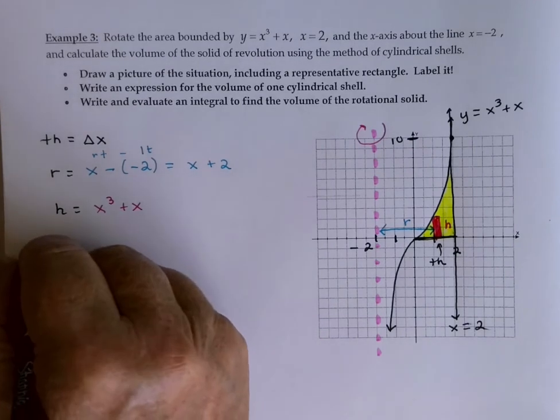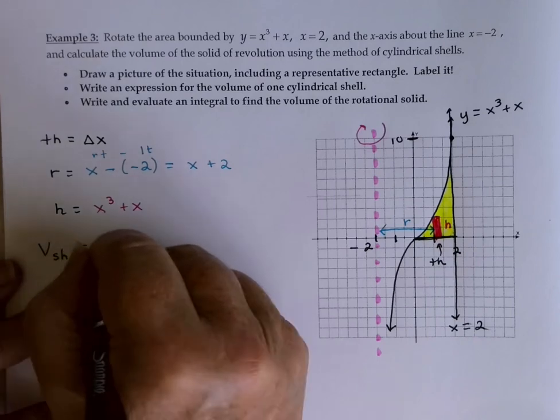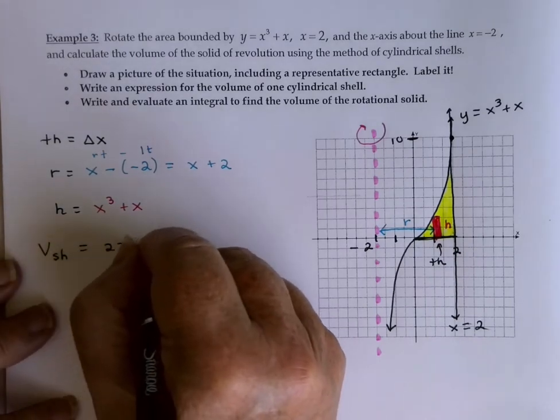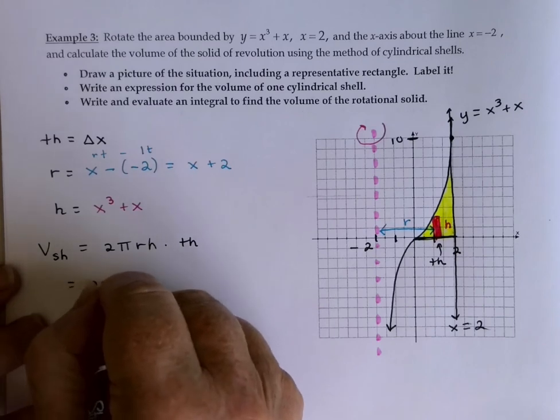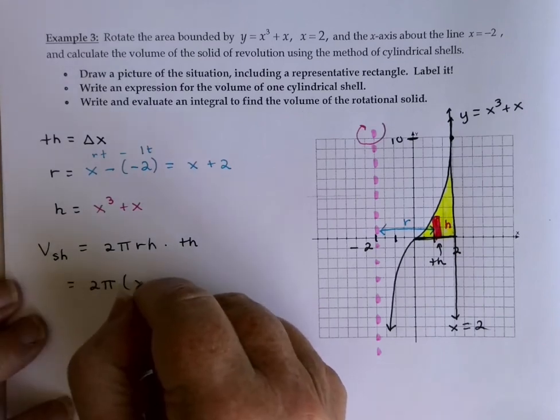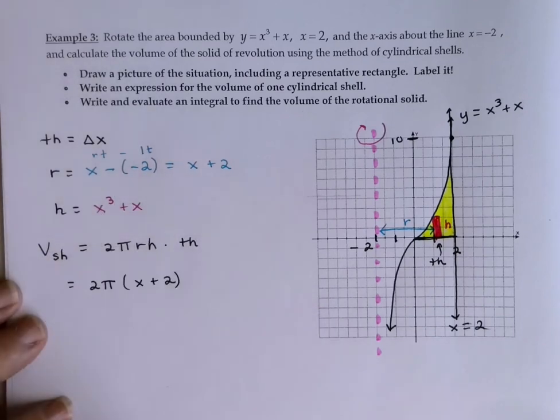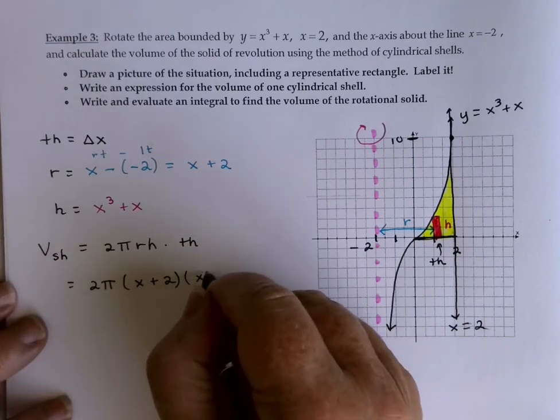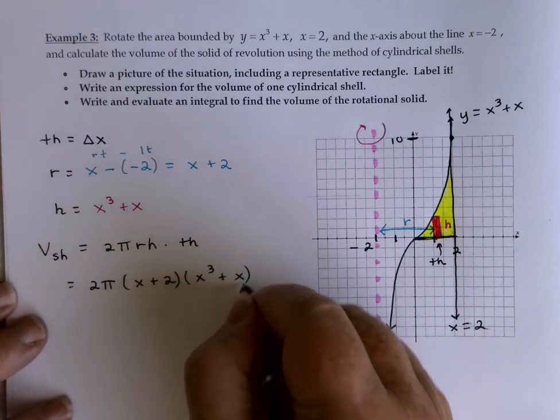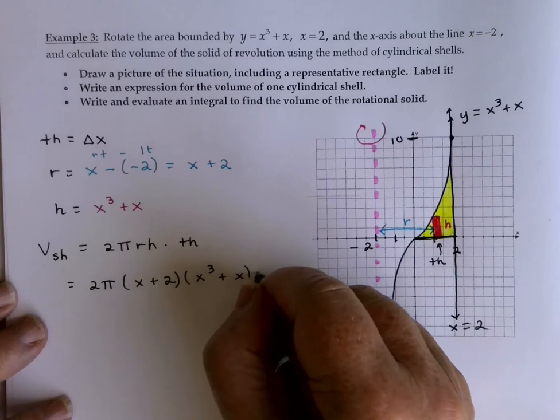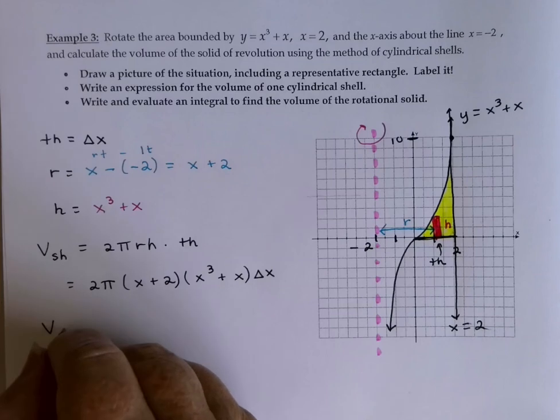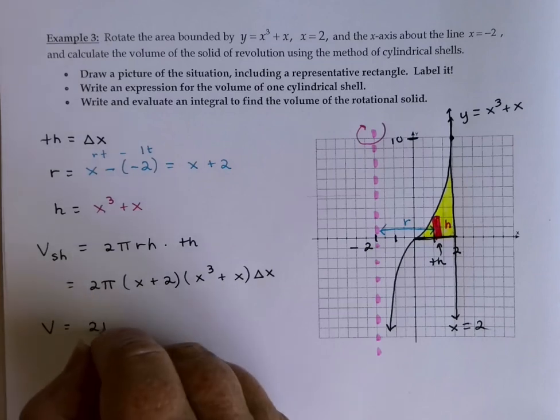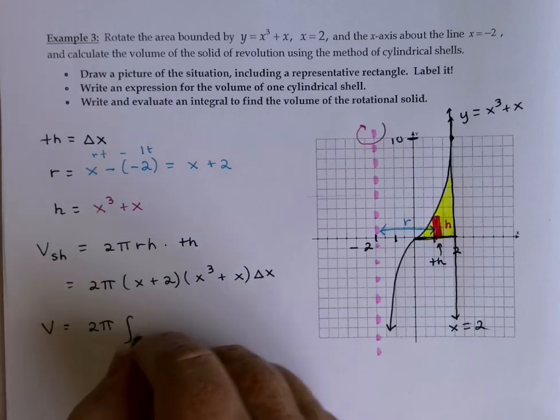All right, so the volume of our shell, 2 pi r h times the thickness, will be 2 pi times x plus 2 for the radius, x cubed plus x for the height, delta x for the thickness. To get the volume of the whole solid, we will integrate that. I'm going to pull out the 2 pi.